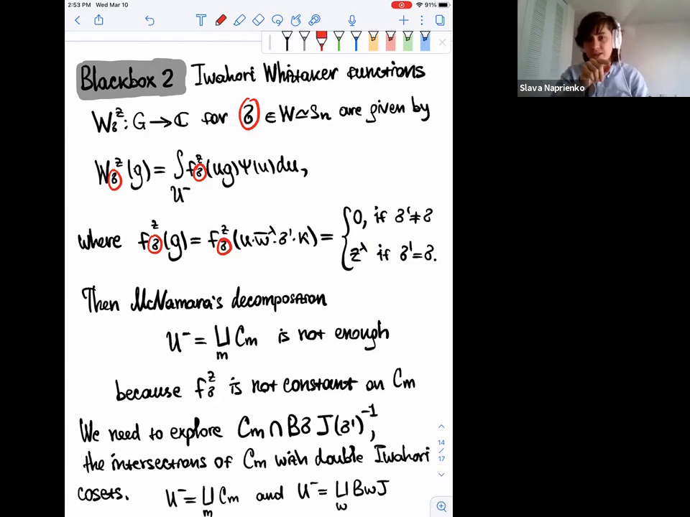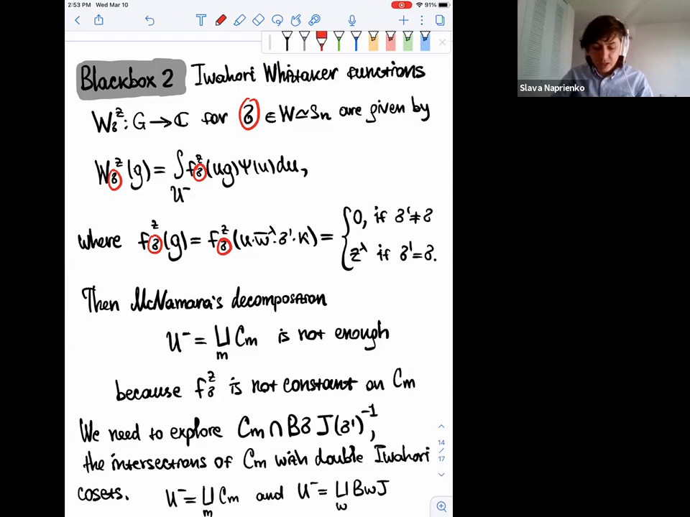Because if you just literally take the sum of these f's, you get the sum over all possible sigmas, and you get the previous function, which is going to be the diagonal. So this is just a strict generalization of the previous approach. But what is true here is that if we look at the McNamara decomposition, it is not enough.